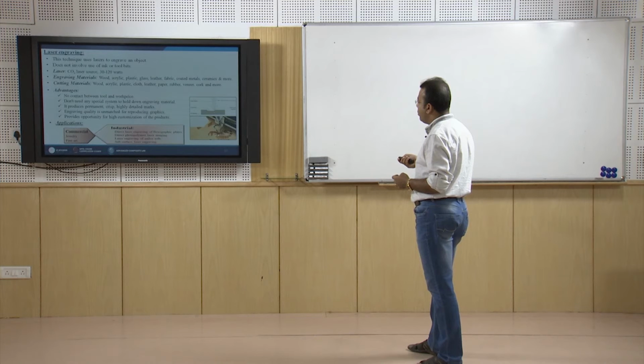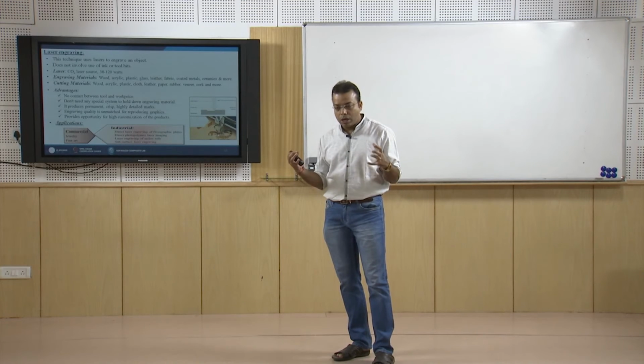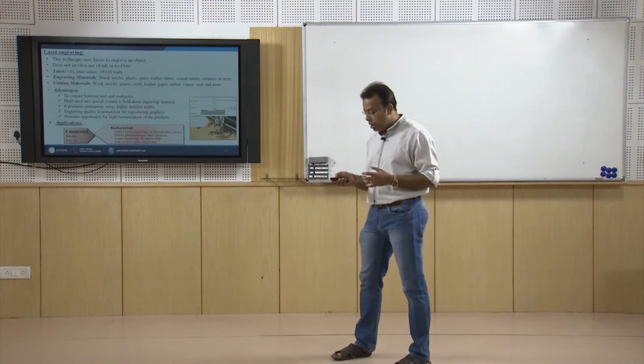So, from this particular figure you can understand that you have the workpiece. Now, you can put a mask over there, or just keep your laser beam movable, and you can make any kind of design on your base material. So, this is the figure of that particular process. Commercially we can make jewelry, or we can use it for fine art purposes. For industrial purposes: direct laser engraving of flexographic plates, direct photopolymer laser imaging, laser engraving of annealing rolls, subsurface laser engraving. So, these are the different types of industrial methods which we can adopt.